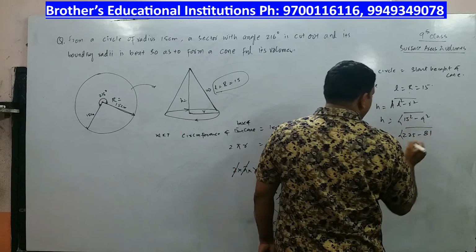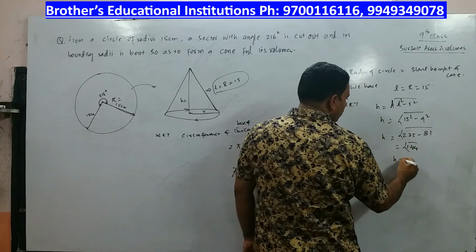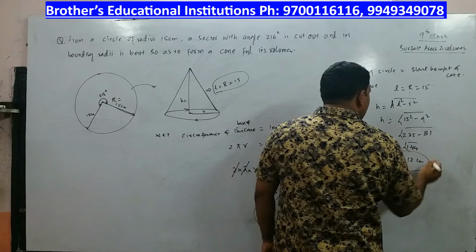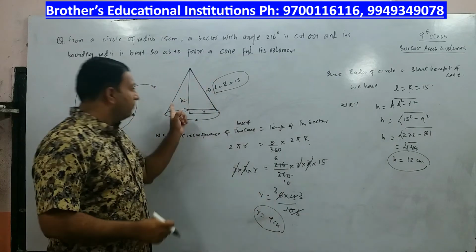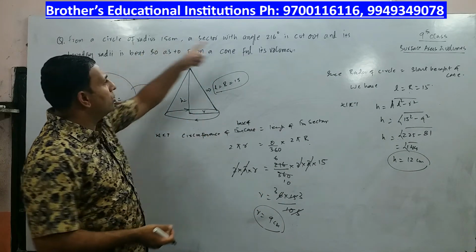And when you subtract, you will get 144. What is the square root of 144? H is equal to 12 centimeters. So you got the height of the cone, you got the radius of the base of the cone. What else do you want? You want to find the volume.